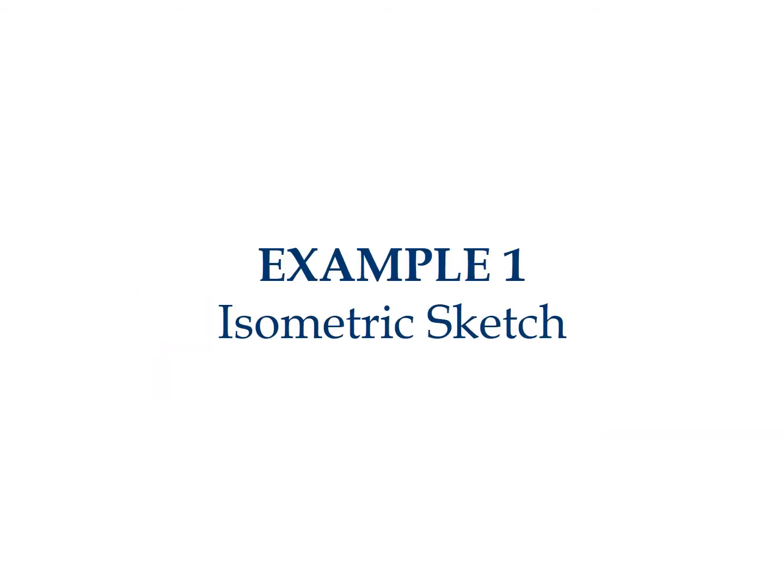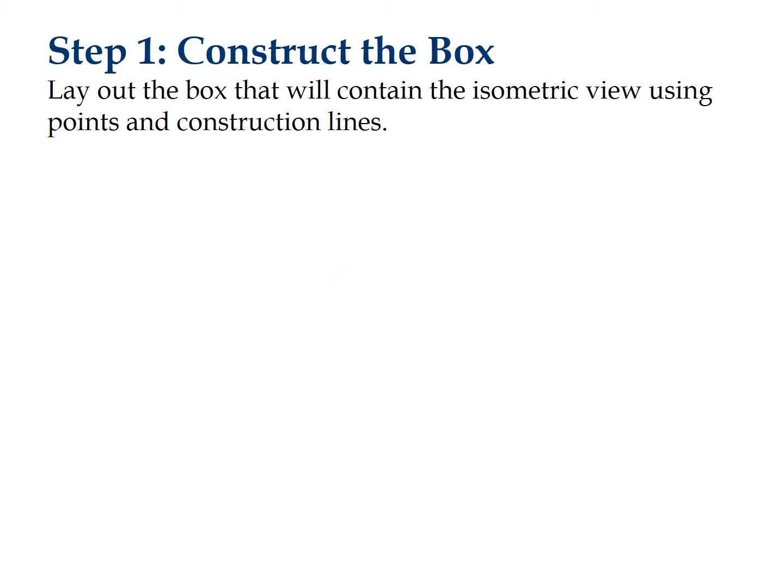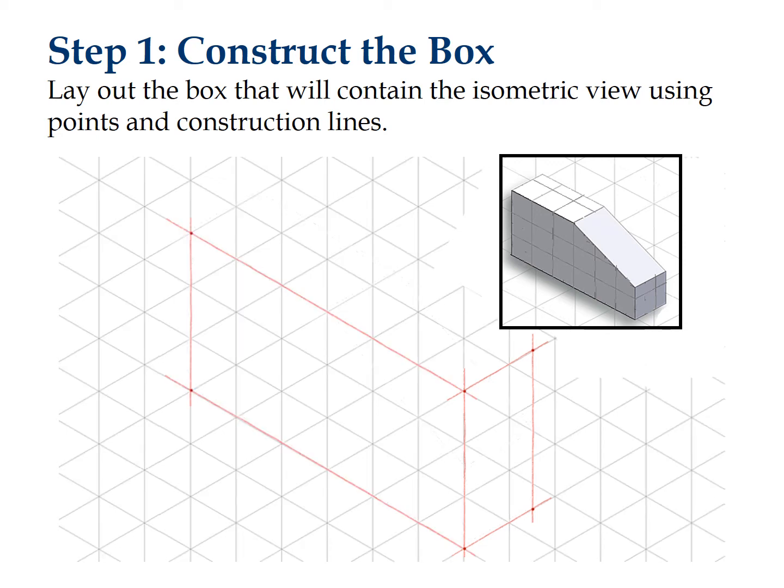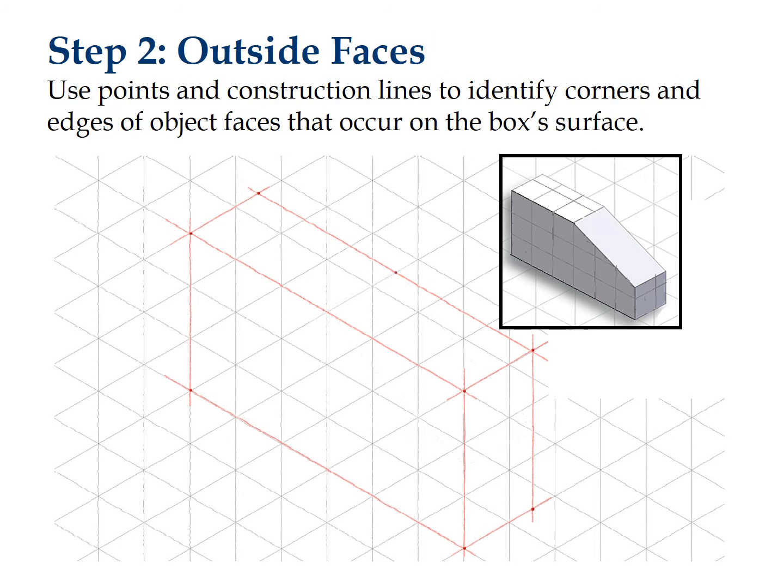Example 1. Lay out the box that will contain the isometric view using points and construction lines. You'll notice the red dots. Connect those red dots to create the front face or the right side face of the rectangular box. Locate the points that would locate the other edge of the front face of this rectangle or this imaginary box, and then you would do the same thing for the top of that rectangular cube.